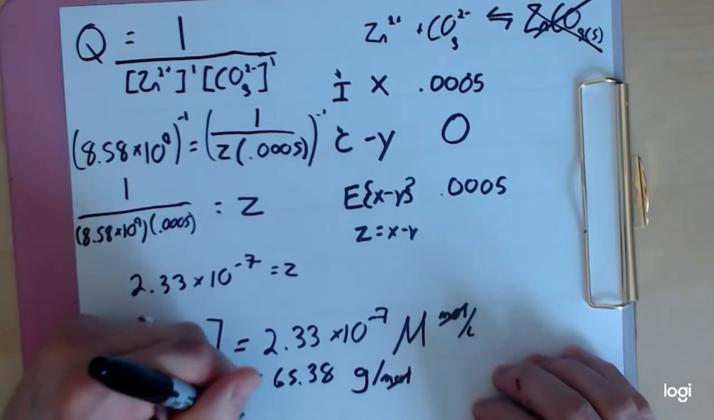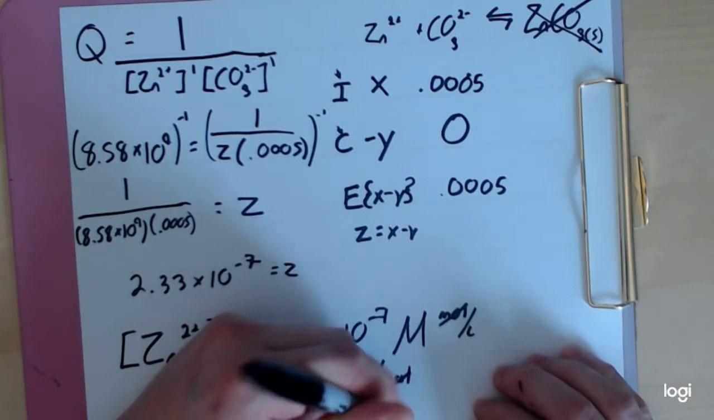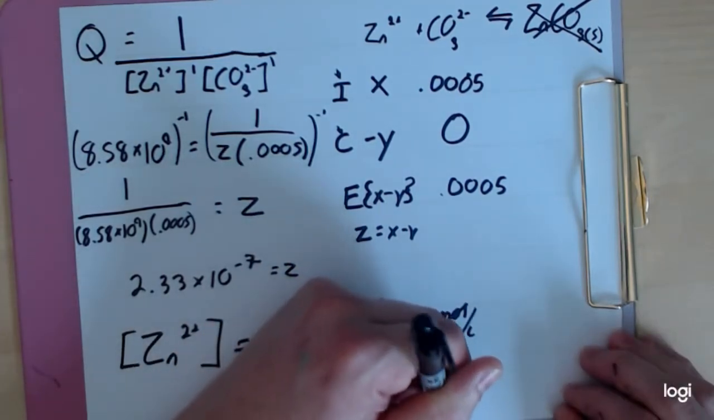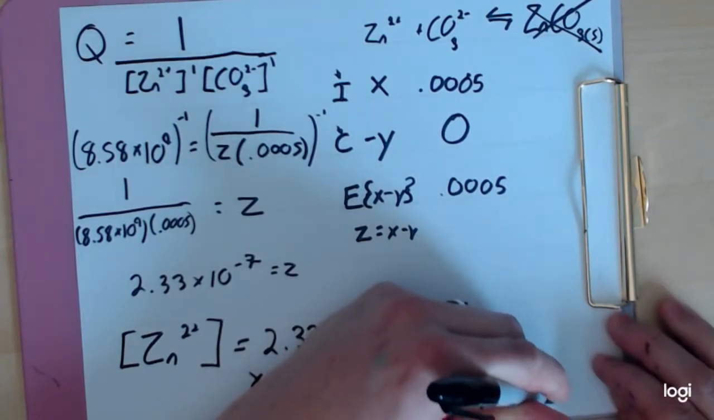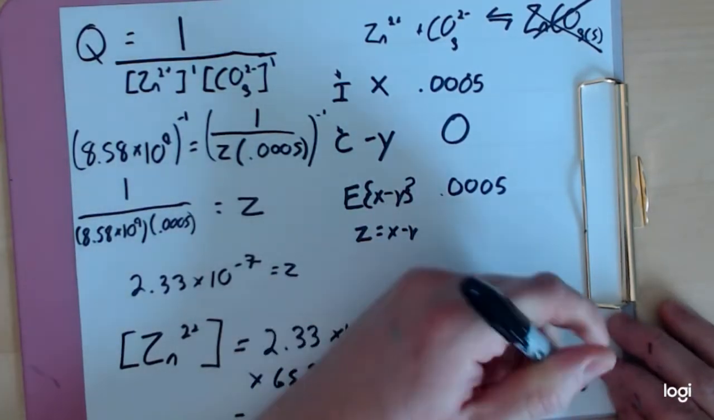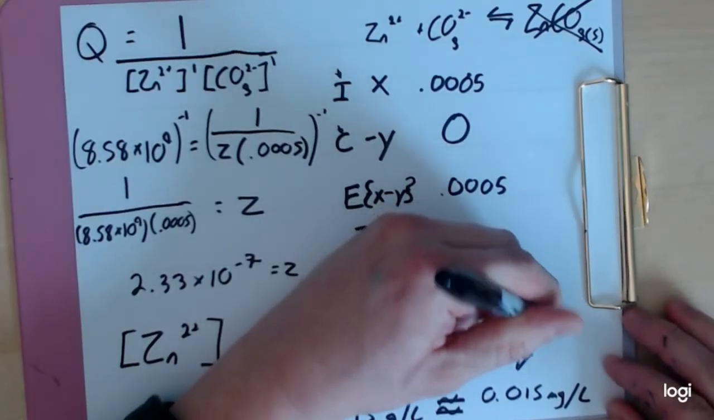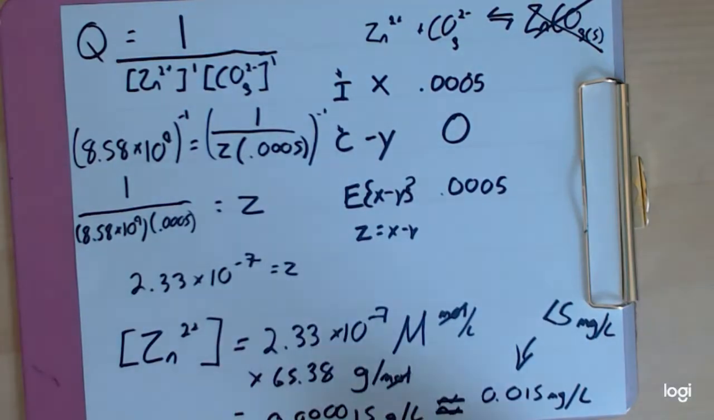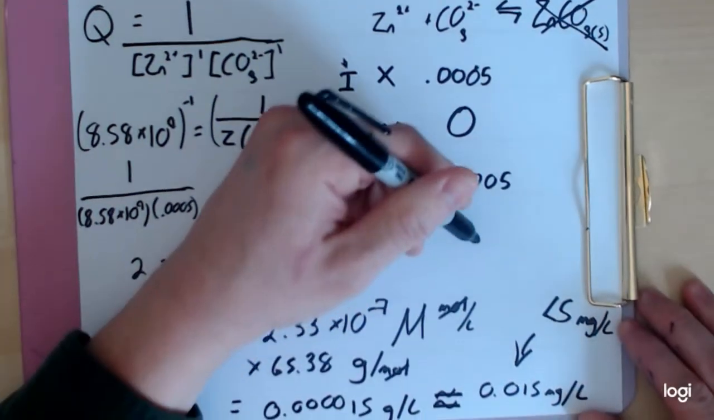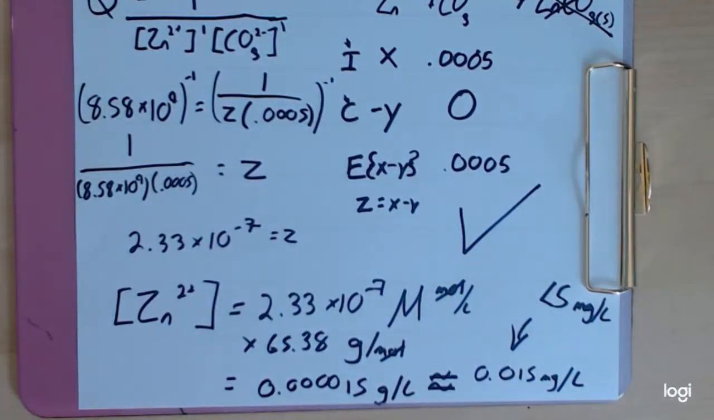And this equals 0.00015 grams per liter. Or that's 0.015 milligrams per liter. That's not approximate, that's exact. And this number here is much less than the 5 milligrams per liter drinking standard. So we can say that this water is safe to drink. It gets my Richard Marinos check mark of approval.